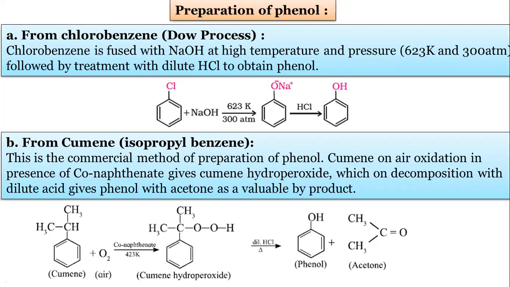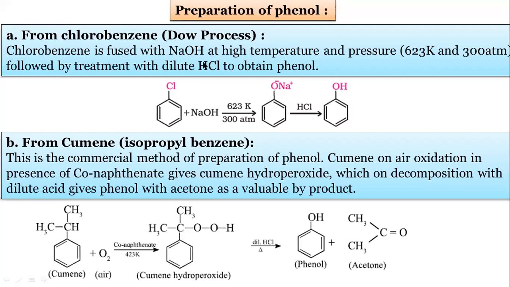First sodium phenoxide is formed, and this sodium phenoxide, after treatment with HCl, gives phenol. So chlorobenzene plus NaOH: first we get sodium phenoxide, O minus Na plus, which is called sodium phenoxide. And after treatment with dilute HCl, we get OH here.